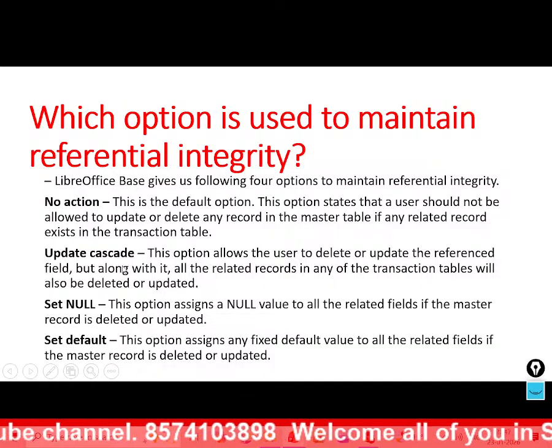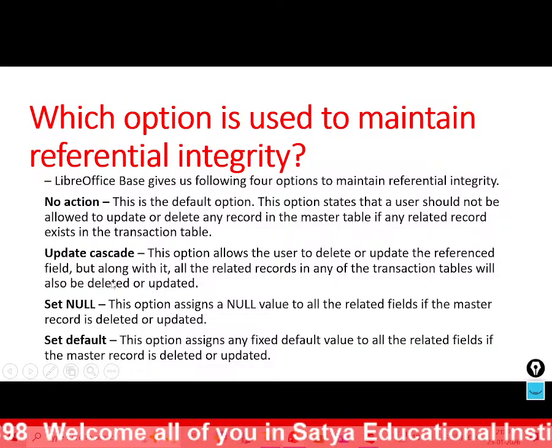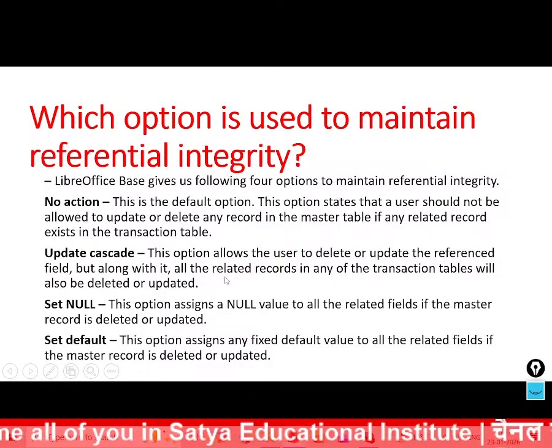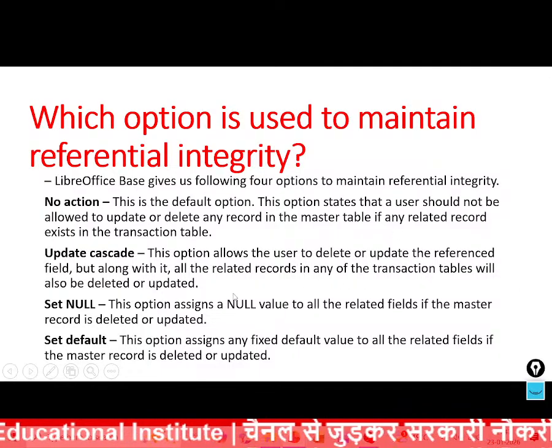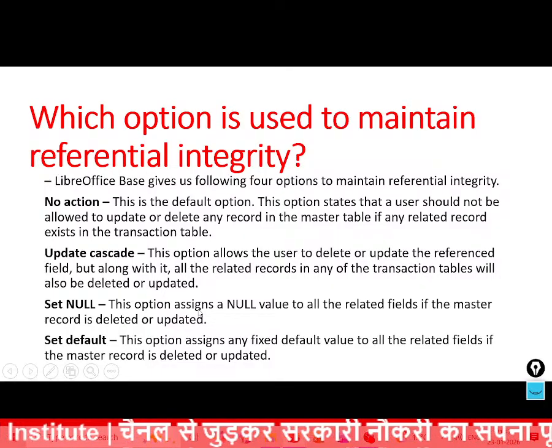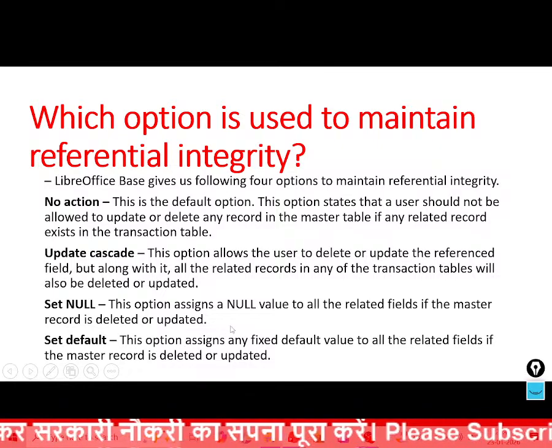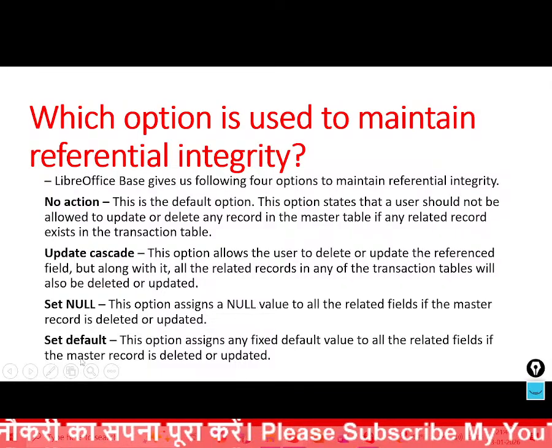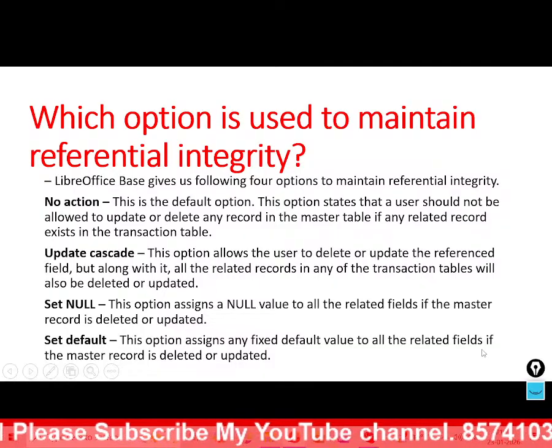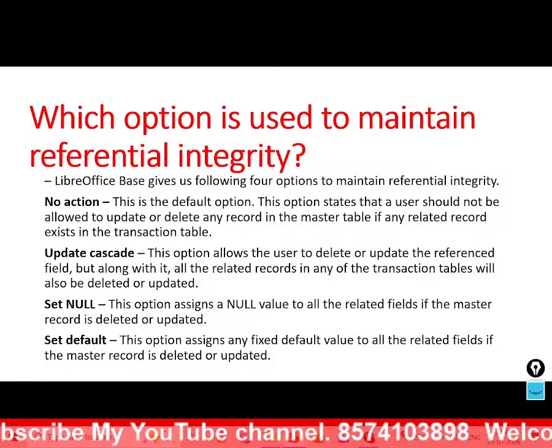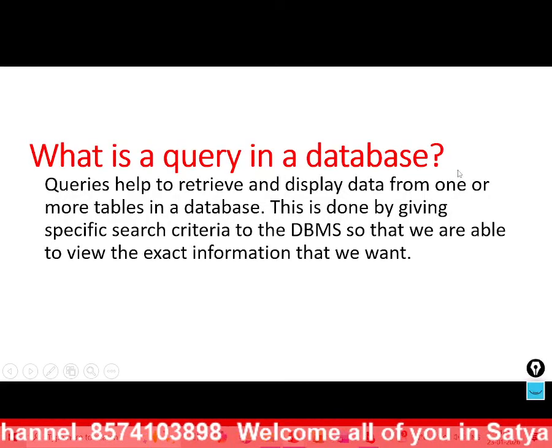Update cascade. This option allows the user to delete or update the reference field, but along with it, all the related records in any of the transaction tables will also be deleted or updated. Set null. This option assigns a null value to all the related fields if the master record is deleted or updated. Set default. This option assigns a fixed default value to all the related fields if the master record is deleted or updated.